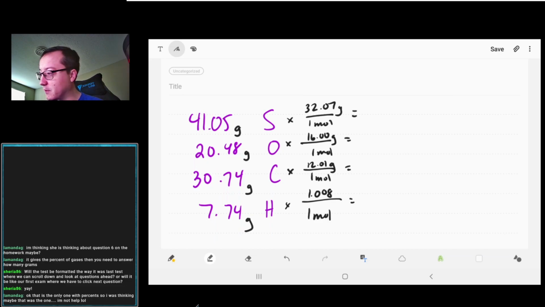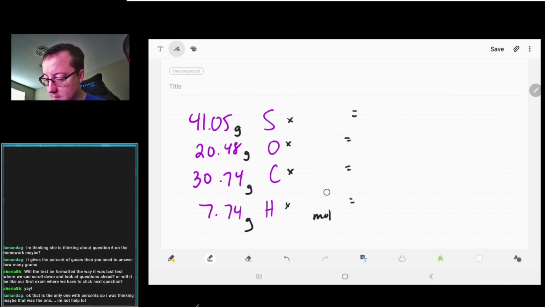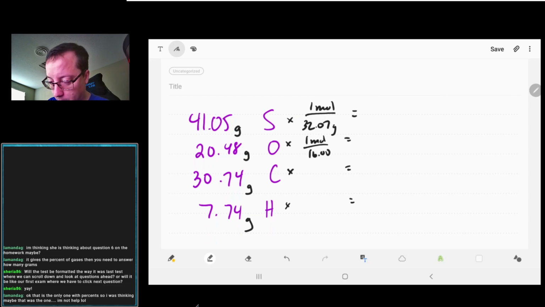So we would want to convert all these guys to moles. Oops, I've put them all upside down as well. Oh, shame on me. Oopsies. Since we're converting to moles, moles needs to go on top, right? 1 mole over 1.008 grams.